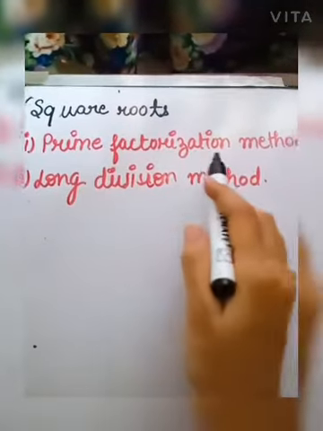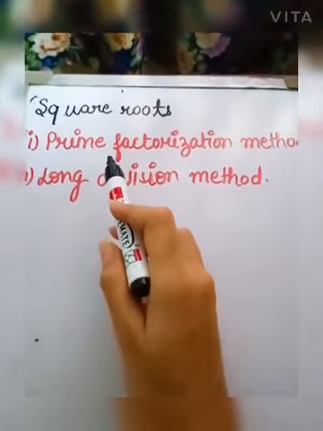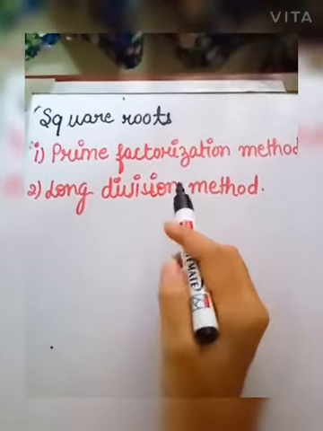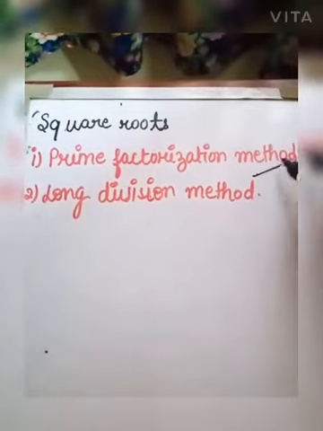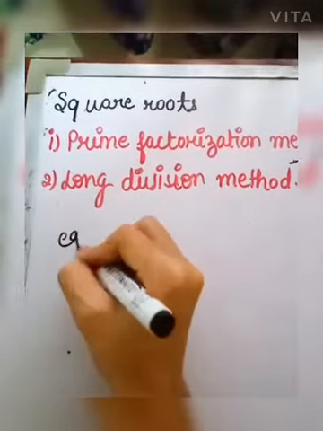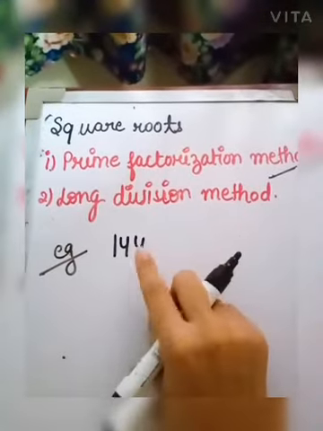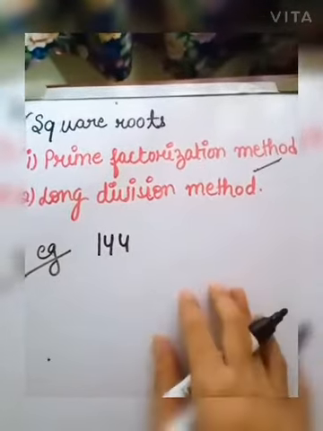Students, there are 2 methods to find the square root. First is the prime factorization method and the second method is the long division method. First of all, we will learn about prime factorization. This method is very easy. Suppose there is a number 144. How can you find the square root of this number using the prime factorization method?